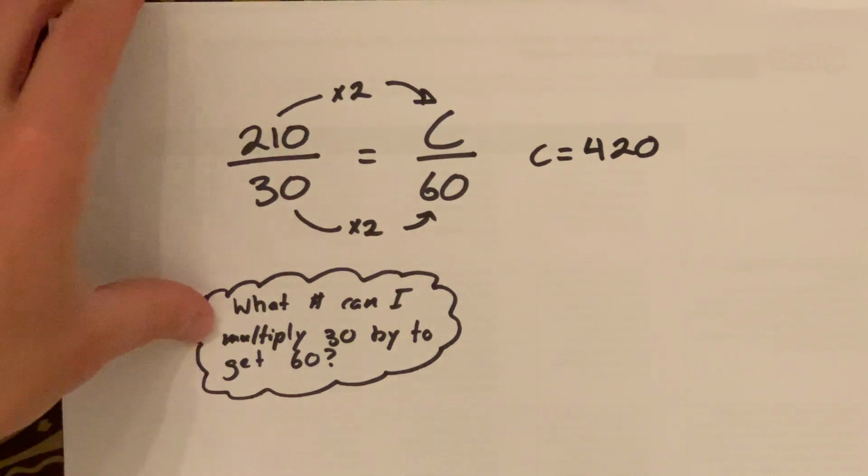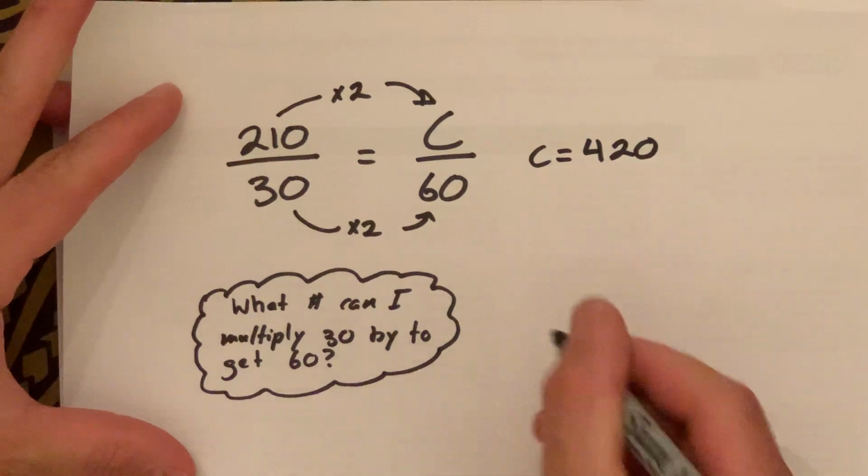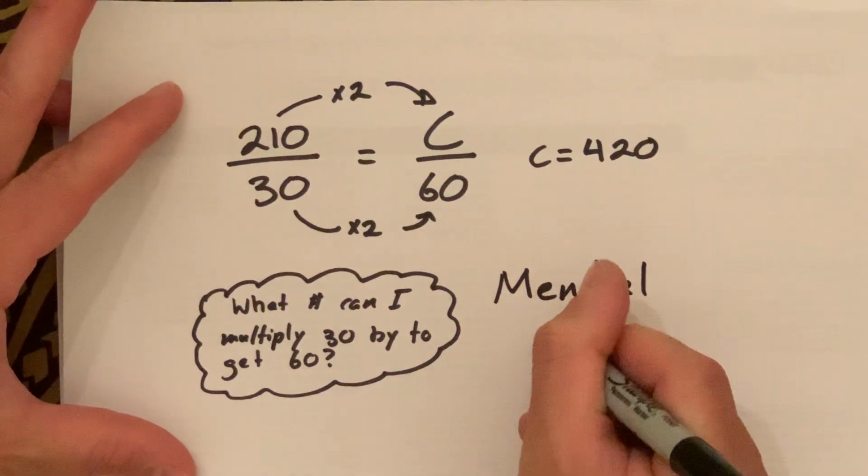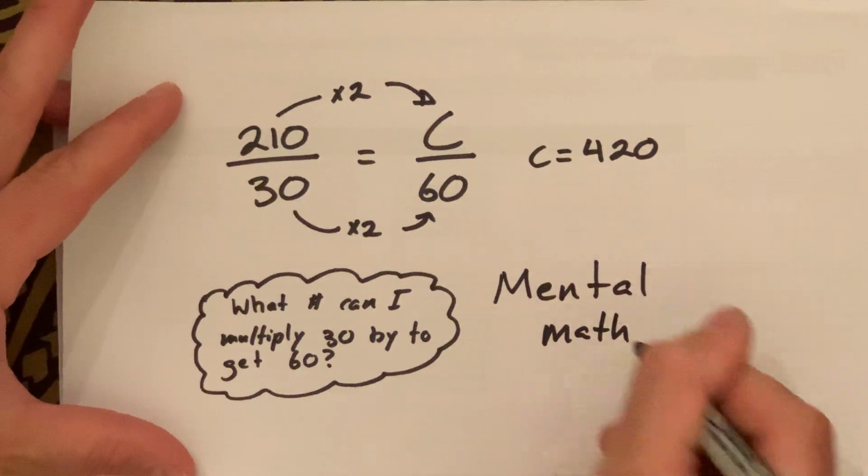So the second thing I can do, other than mental math, this is my mental math strategy, just asking yourself, well, what can I multiply? The second thing you can do is everybody's favorite. You can use algebra. The same method that you use to solve division equations in chapter 7, you can use to solve proportions when your variable is in the numerator.